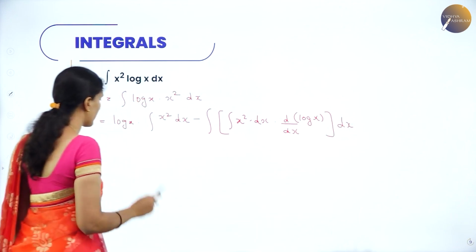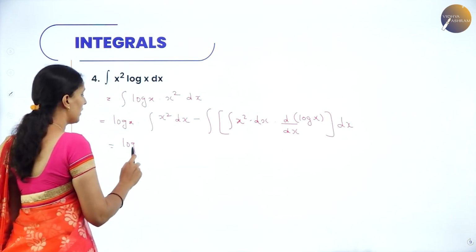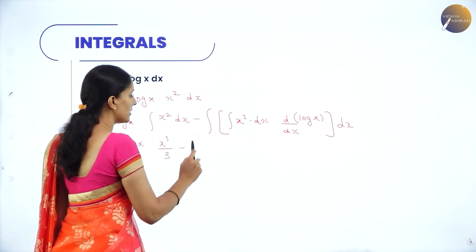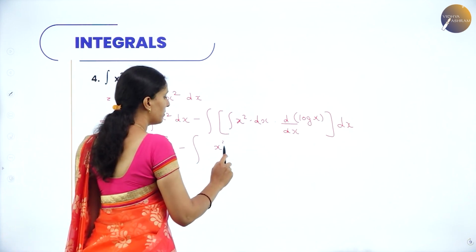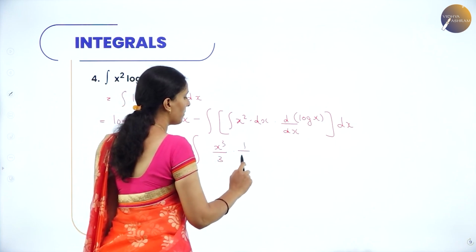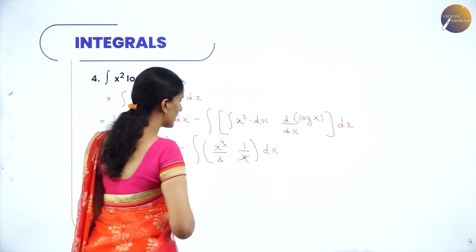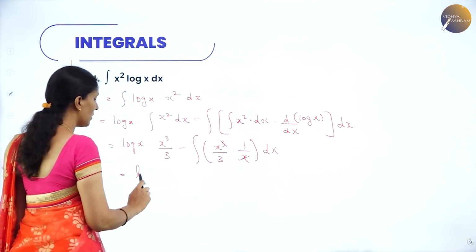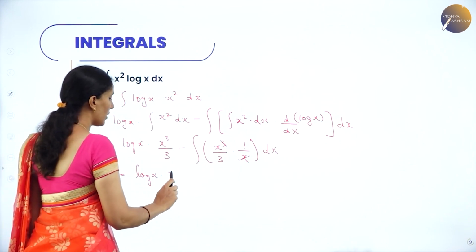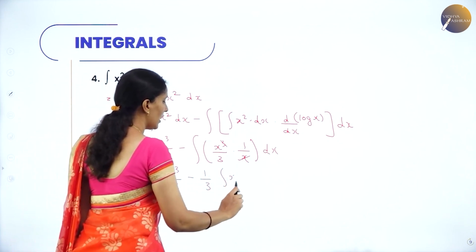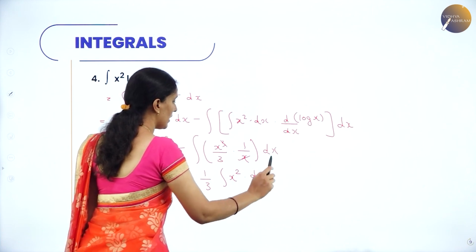So with respect to x. So integral of log x square is given, means it is x cube by 3 minus integral of x cube divided by 3 into 1 by x with respect to dx. X cancels here. So we have here log x into x cube by 3 minus 1 by 3, I have taken integral of x square dx again we get.